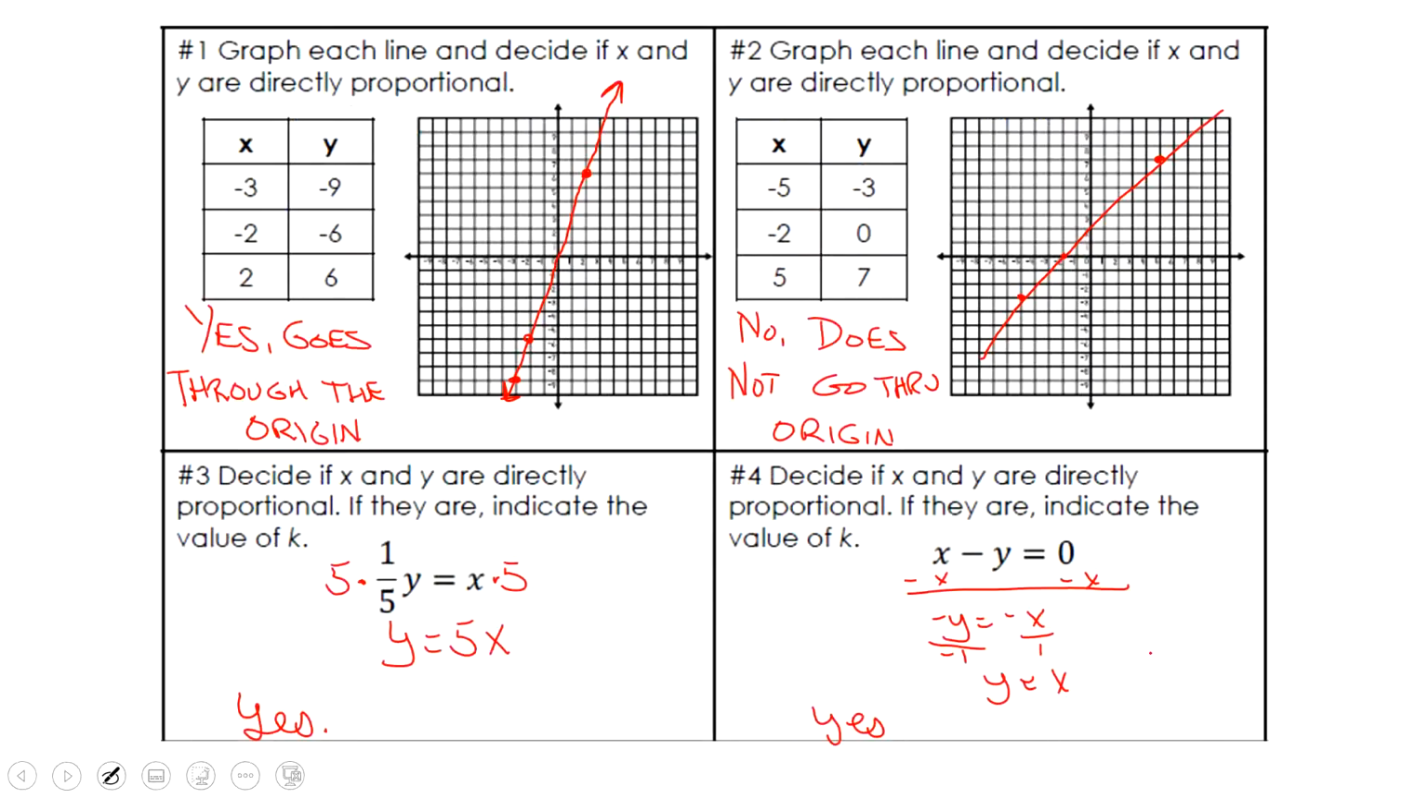All right, so here's what we should have gotten. The first one, yes, that's directly proportional. It went through the origin. We had a 0,0 as we graphed it. It wasn't in the table, but as we drew our line connecting the dots, yes, it went through the origin.